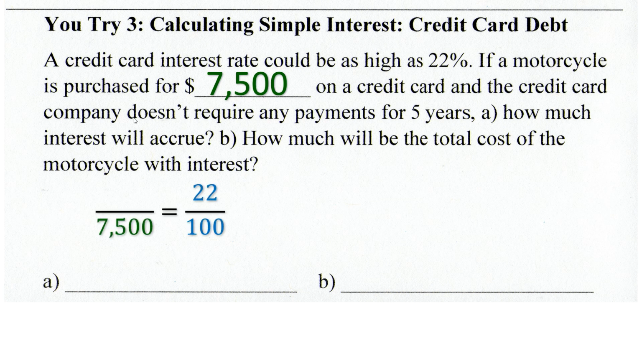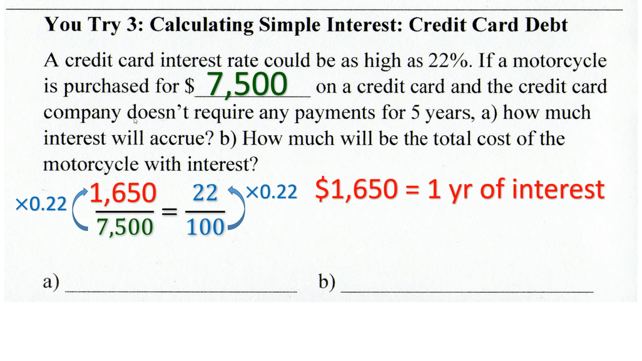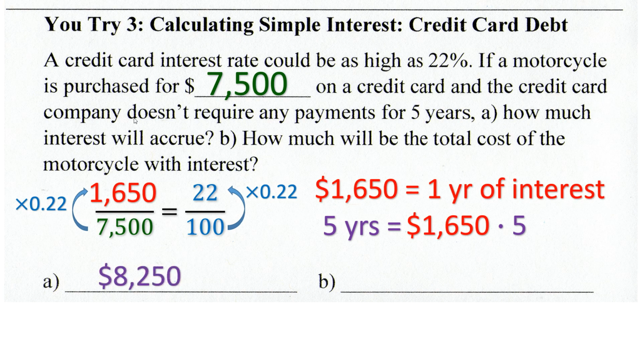So the first step is finding 22% of $7,500. So that would be $1,650. Now that's 1 year of interest. So 5 years of interest would be 1,650 times 5, which is $8,250. So that's if someone, which you should never do, by the way, never put a big purchase like a motorcycle or a car or something on a credit card if you're not going to be able to pay it off the first month. So that's how much there is in interest.